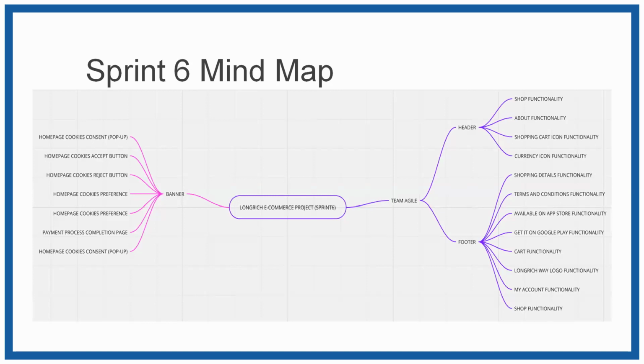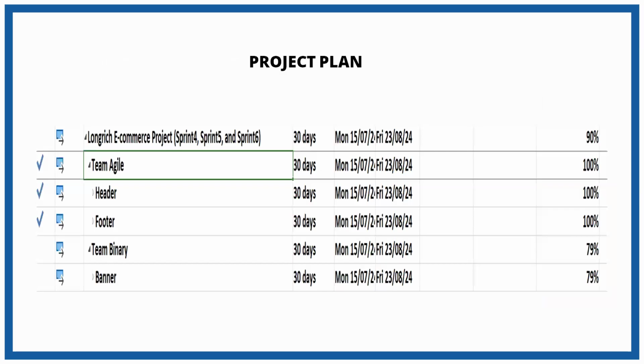Okay, this is the mind map for the sprint 6. Next slide. Next slide, please. Okay, here we had to create a detailed project plan, and there's a long range. Team Agile is taking over. Team Agile is working on header and footer, while Team Banner is working on banner. Next slide.